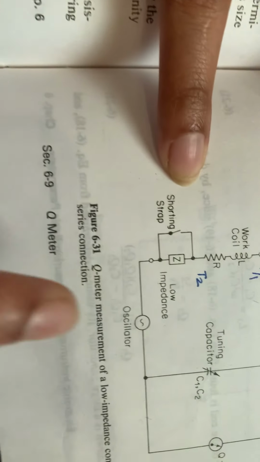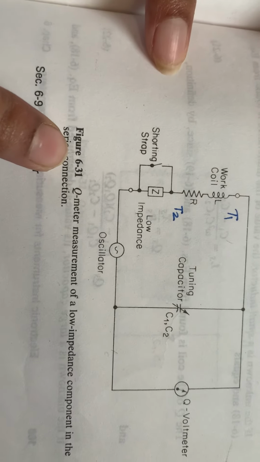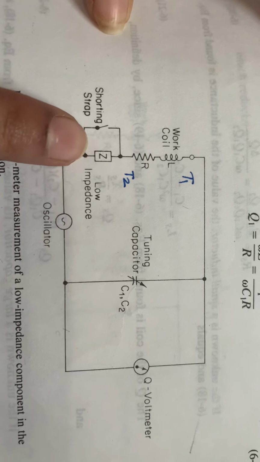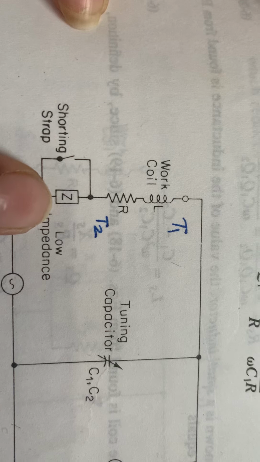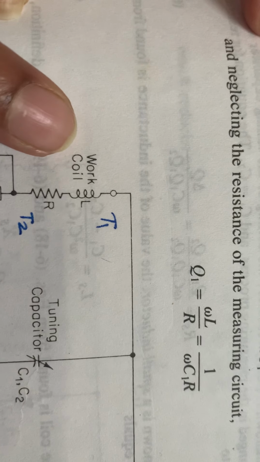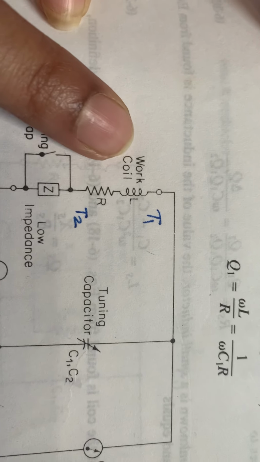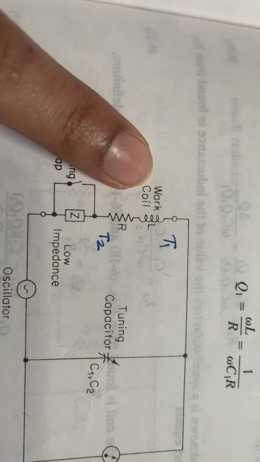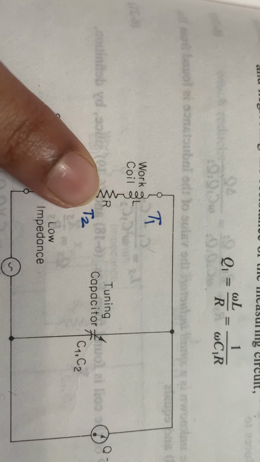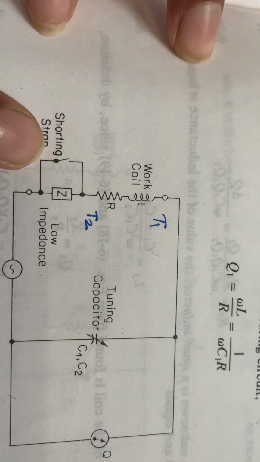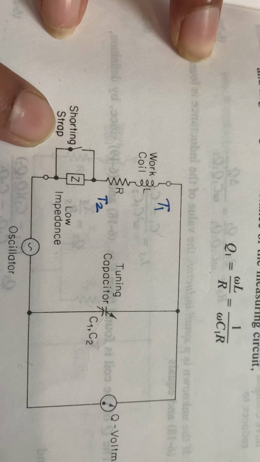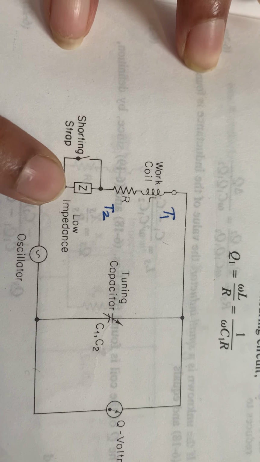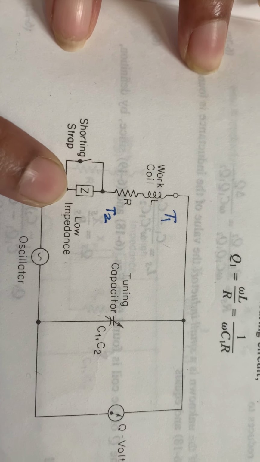Now look at the circuit diagram of figure 6.31, which is nothing but the series connection. Here, the low impedance is connected in series with the working coil. The working coil is usually provided with the instrument itself and is connected across the test terminals T1 and T2. Also, a shorting strap in the form of a switch is connected across the low impedance Z.